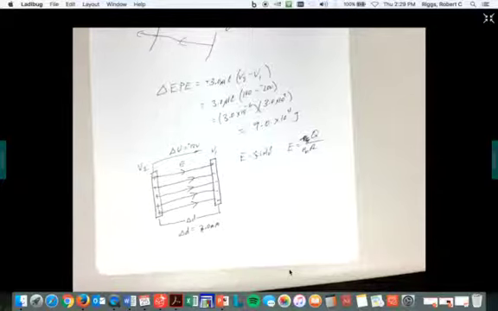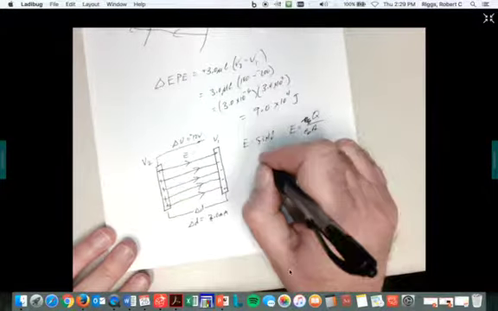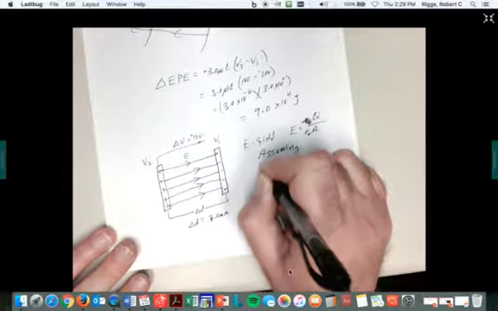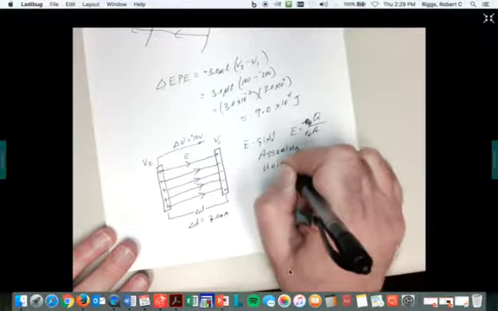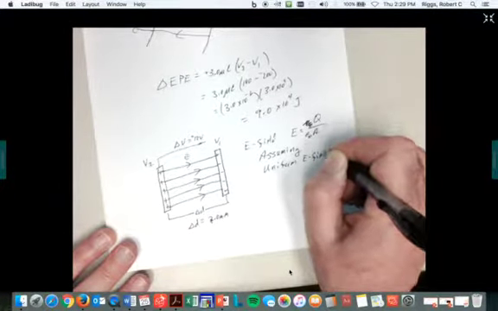That is equal to Q over epsilon naught times the area, and that's in a sphere. As the area increases, we get further and further away, and the electric field gets smaller. But inside this thing, we're assuming a uniform electric field. Okay, uniform E field here.